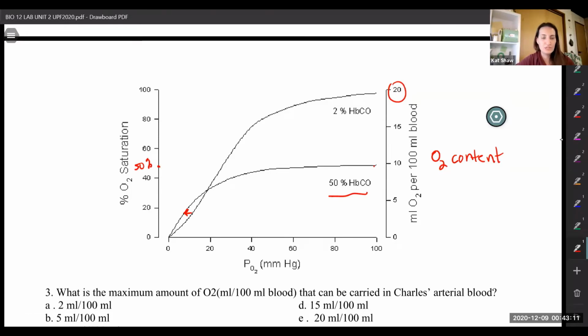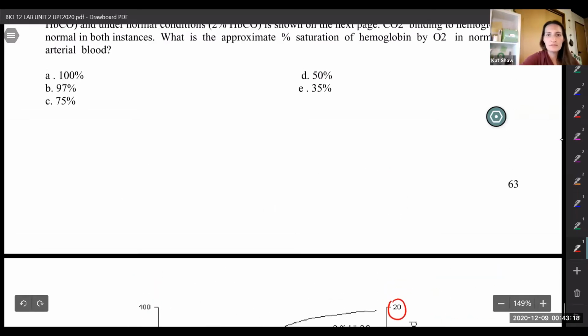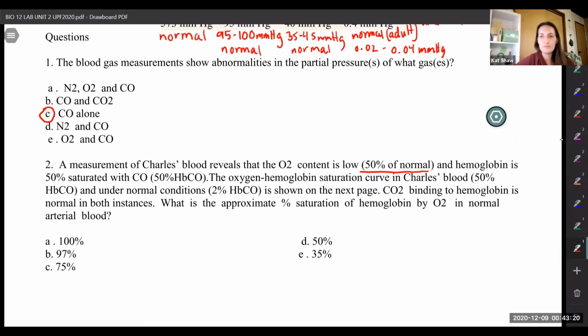And there's a few questions that we'll look at that regard that shift to the left. But right now, assuming that the oxygen content is low, 50% of normal, the hemoglobin is 50% saturated with CO and 50% saturated with oxygen, then the oxygen hemoglobin saturation curve in Charles' blood and under normal conditions shown on the next page, right? We looked at that. Carbon dioxide binding the hemoglobin is normal in both instances. That's not a problem, carrying carbon dioxide.